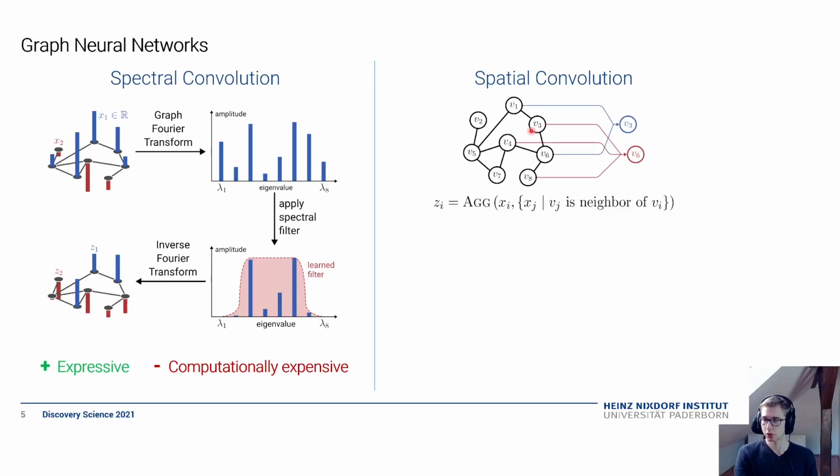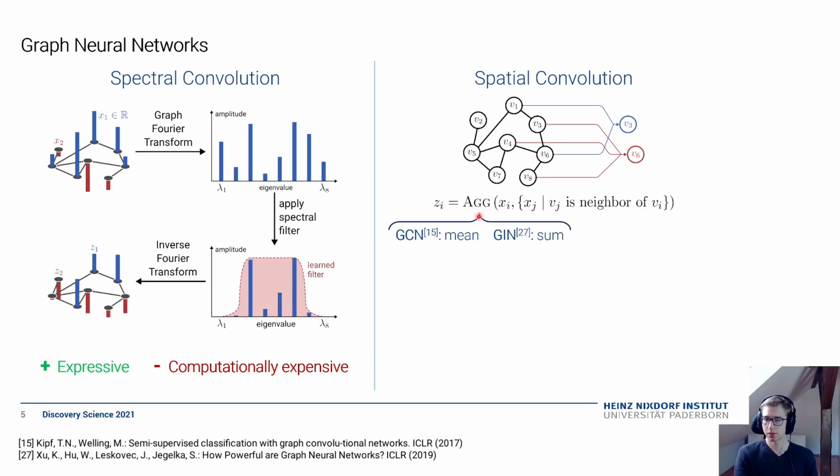In each convolution, we combine the current feature vector of a vertex with the feature vectors of its direct neighbors using some aggregation function. Depending on the type of convolution layer, this aggregation function might be a simple mean operator. Other architectures use something like a sum, and there is also a huge variety of other types of aggregations, which I will not go into now.